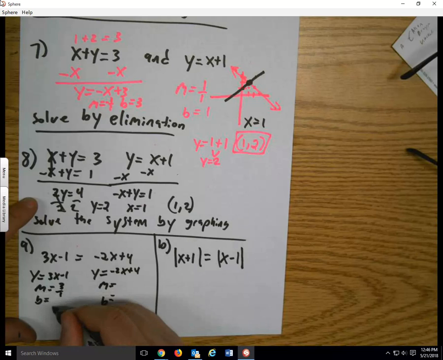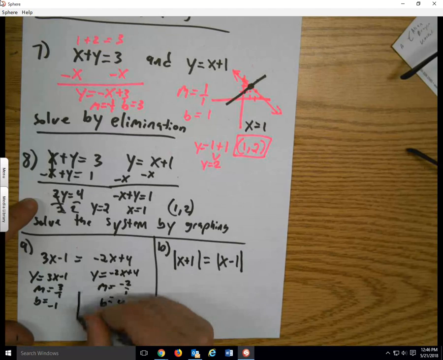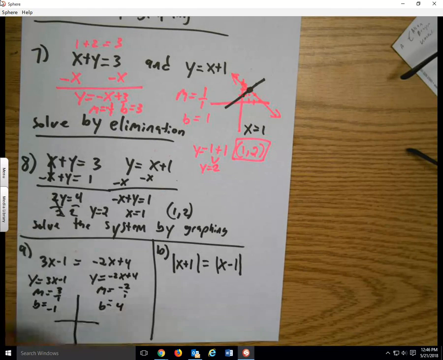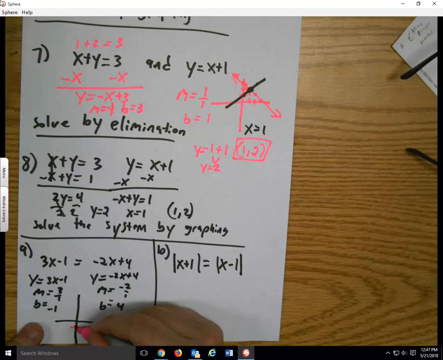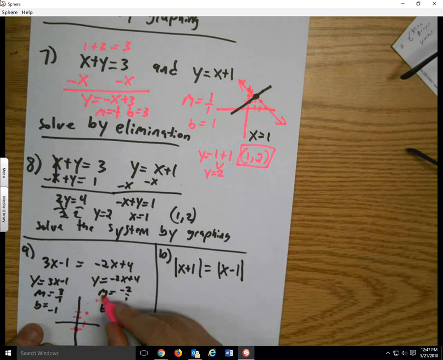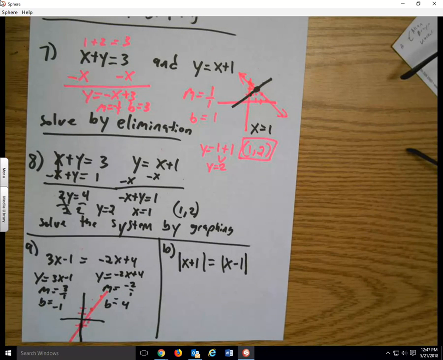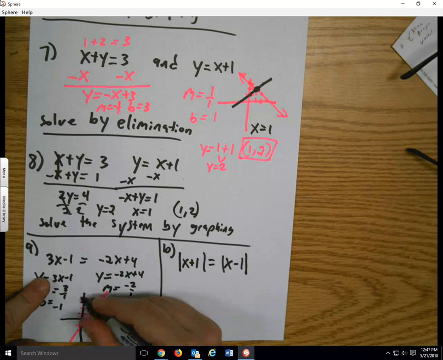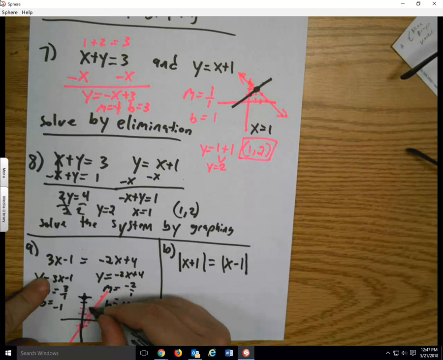The m is 3 over 1. The b is a negative 1. The m is a negative 2 over 1. The b is a 4. You just graph it. Okay, so the first one, we started at negative 1, and then we rise 3. 1, 2, 3. And run 1. 1, 2, 3. Run 1. Draw your line through it. The second one, b is a 4. You're going down 2 over 1.